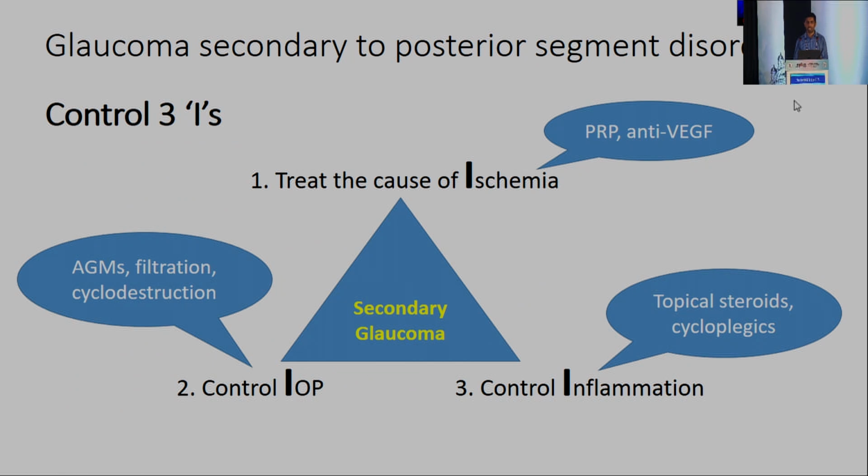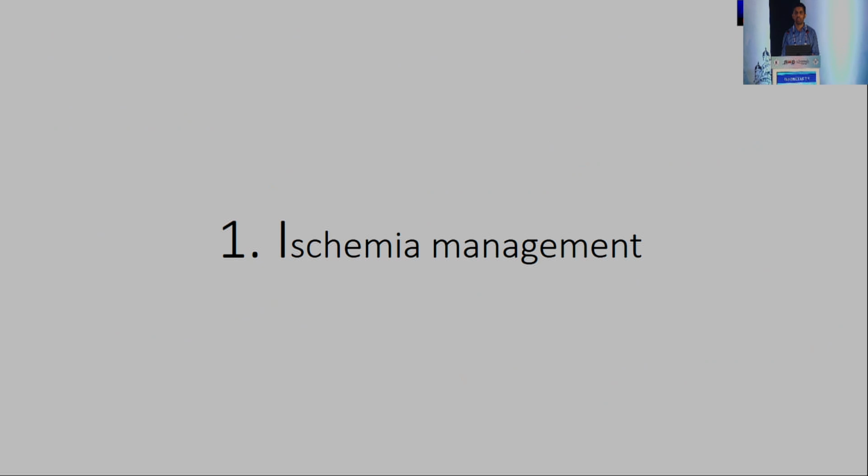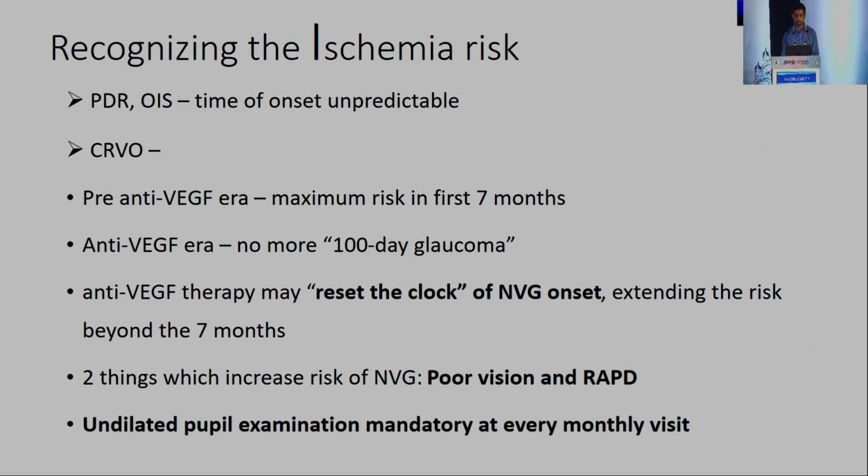We have to control three aspects. The first is ischemia, which is the main culprit: treat the cause of ischemia. The second is control of intraocular pressure, and the third is controlling inflammation. So coming on to management of the first, ischemia management.